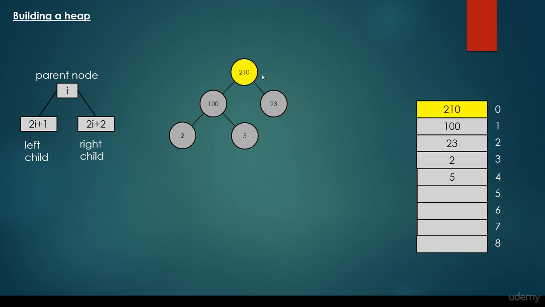So for example, 210 with the 0 index, the left child is going to be the index 1 and the right child is going to be the index 2. Okay, this is exactly what we are after. What about the 100? It has the index 1, so the left child will have the index 3, the right child will have the index 4, so 2 and 5. Yeah, this is exactly what we are looking for. So this is how we are able to manipulate the heap tree-like structure via a one-dimensional array of integers, for example.